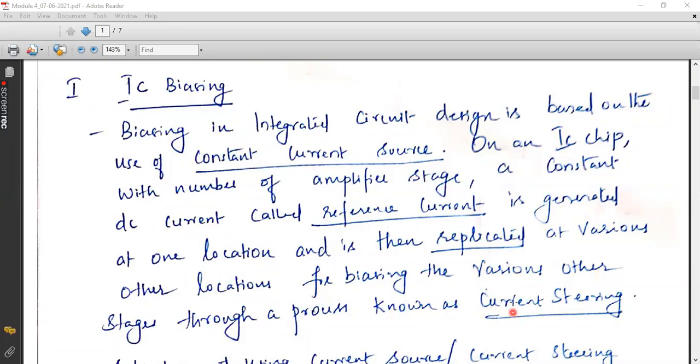For that, we will come up with a technique called current steering. The concept of current steering is, in a particular location of an IC, we will generate a DC current, which is called the reference current. We will generate this DC current by making use of a simple circuitry, maybe a battery and a resistance. Then from that particular location, we will steer or replicate the required currents to various other locations of the IC, and that process is called current steering.